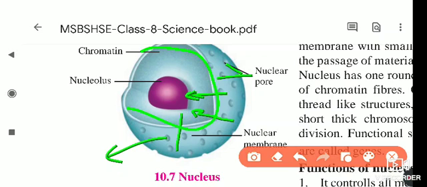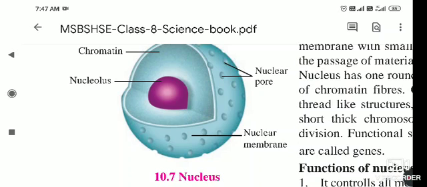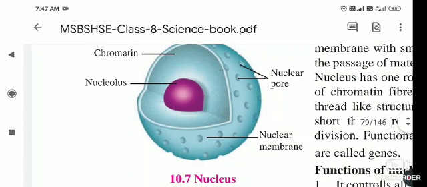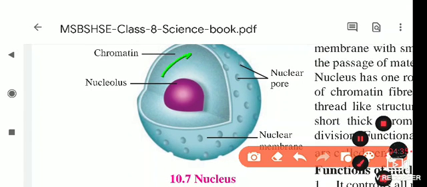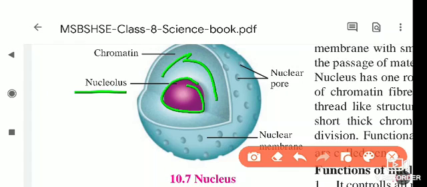Next, the nuclear membrane. The nucleus is covered with the nuclear membrane, in the same way the cell is covered with a membrane. Next is the chromatin. Here it is the chromatin, and here it is the nucleolus.